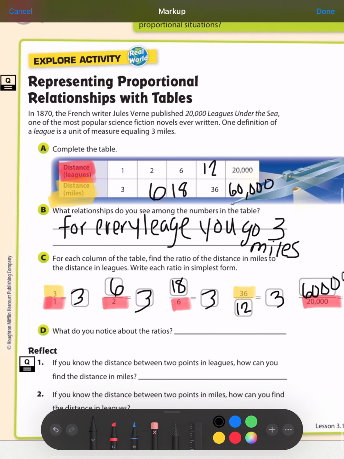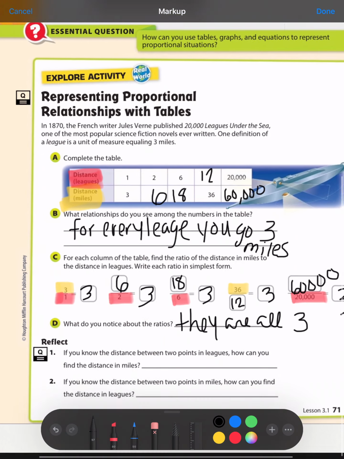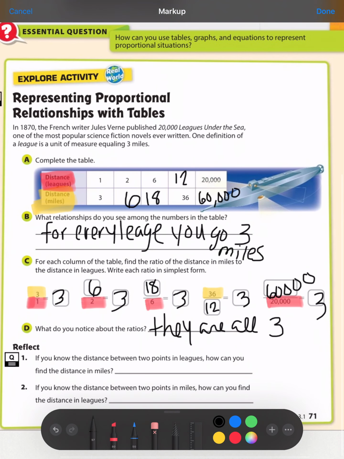So what do we notice about the ratios? All of them, they're all the same. They're all 3. Alright, so Reflect says, if you know the distance between 2 points in leagues, how can you find the distance in miles? We are multiplying it by 3.